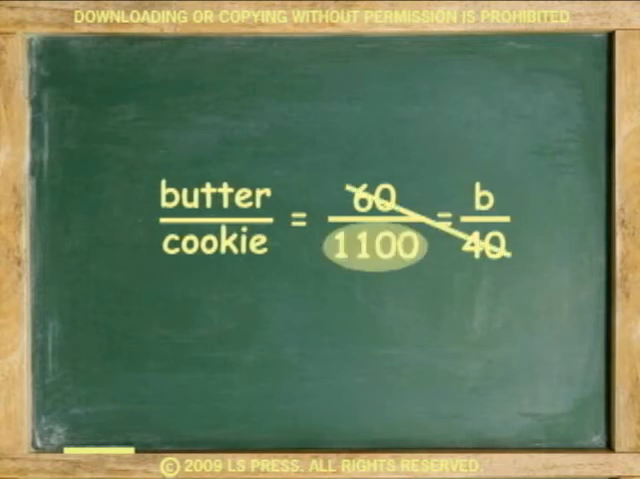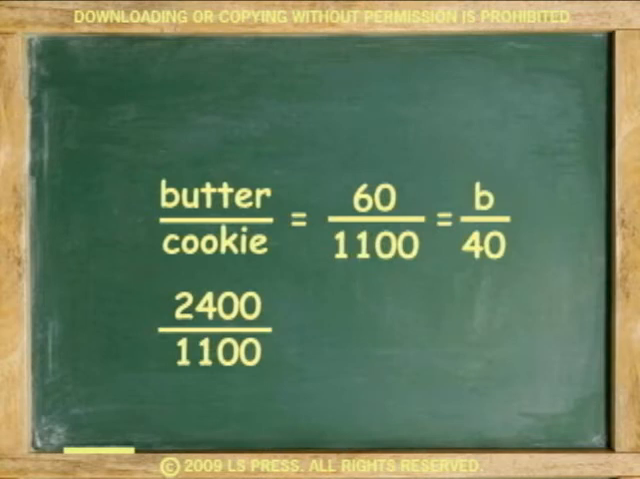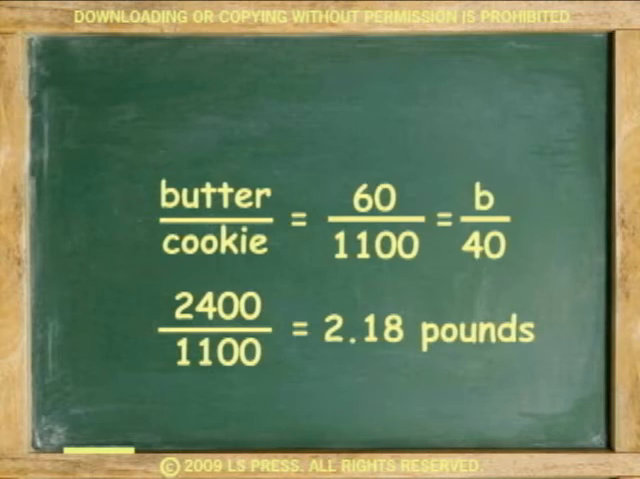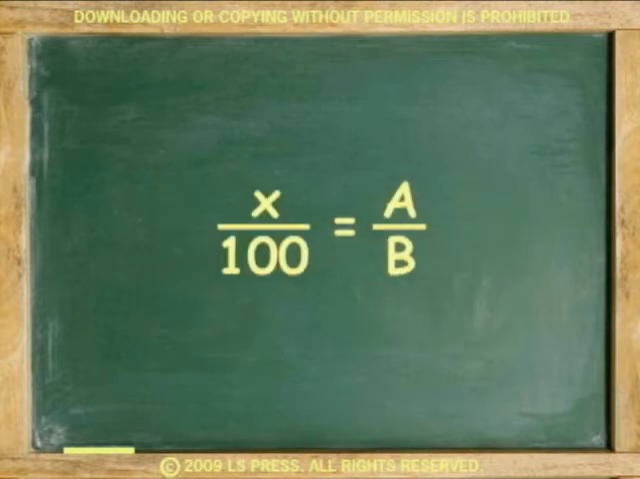Multiply and divide. 60 times 40 is 2,400. Divided by 1,100 equals 2.18 pounds, or a little more than 2 pounds of butter. Let's try a percent problem now. Percent problems are also proportional problems, where the percent ratio x over 100 is always equal to a known ratio.